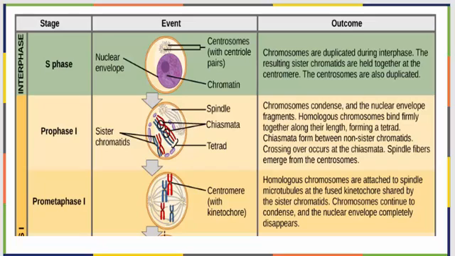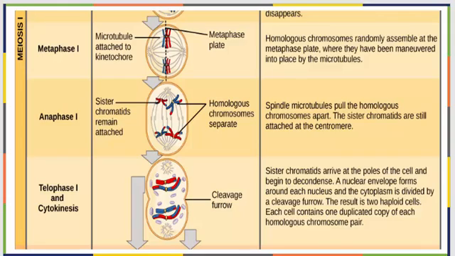There are spindle fibers that emerge from the centromeres just as they did in mitosis. In prometaphase 1, the homologous chromosomes attach to the spindle microtubules that are fused with those little kinetochores that are shared by our individual chromatids, just as we learned before. The chromosomes continue to condense and the nuclear envelope completely disappears. In metaphase 1, the homologous chromosomes randomly assemble at the metaphase plate where they had been maneuvered into place by those microtubules that are playing tug-of-war. In anaphase 1, the spindle microtubules pull the homologous chromosomes apart. The sister chromatids are still attached at the centromere.